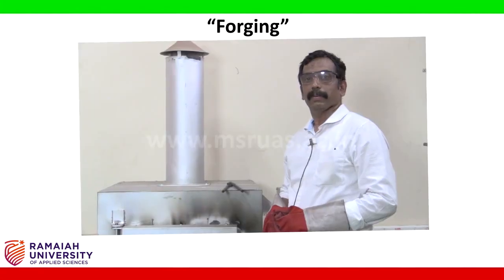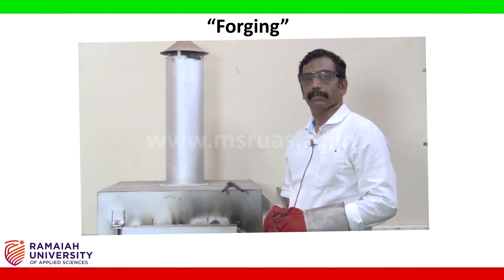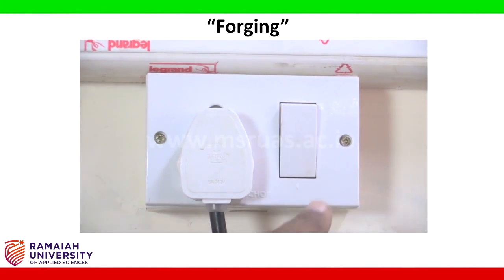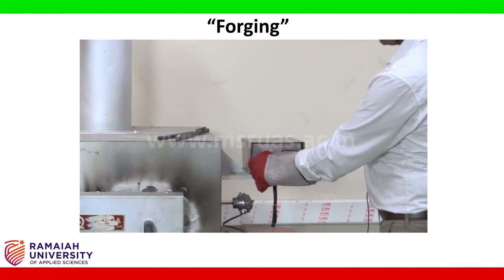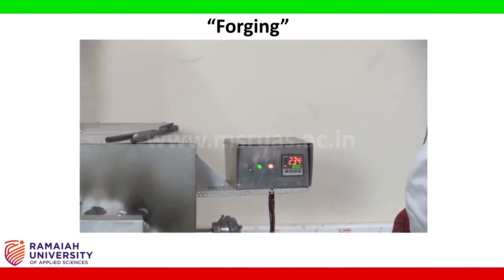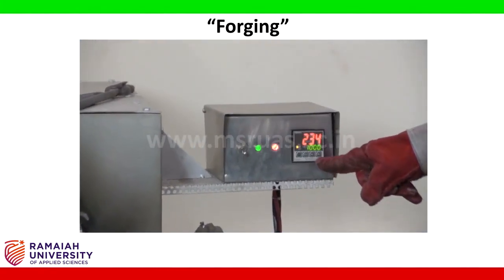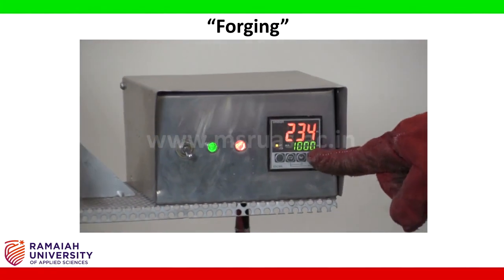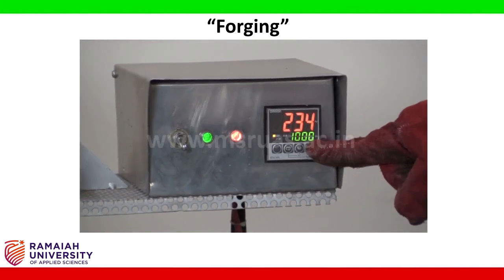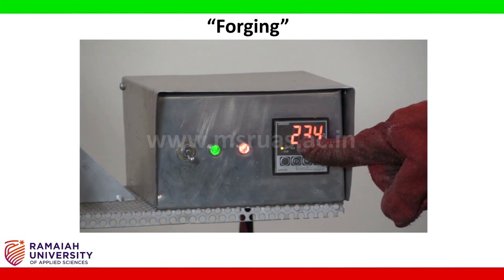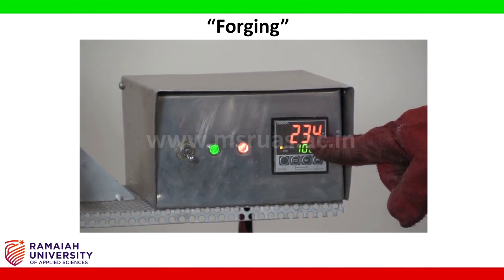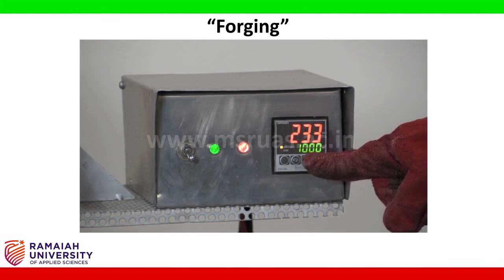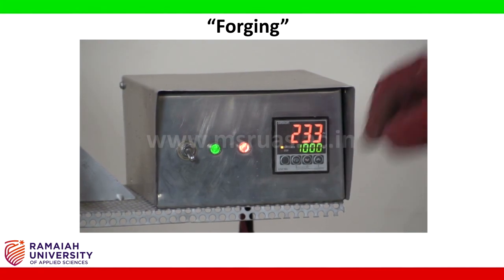Let us start the experiment. First we will switch on the power button. We will switch on the gas heating furnace, and the set value is 1000 degrees centigrade. The process value at present is 234 degrees centigrade, which will reach 1000 degrees centigrade and heat the samples.